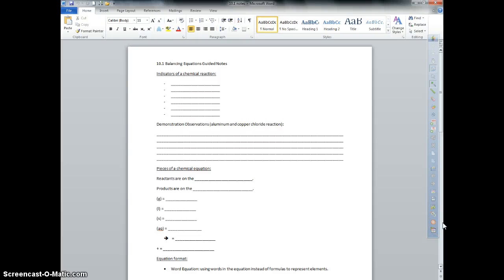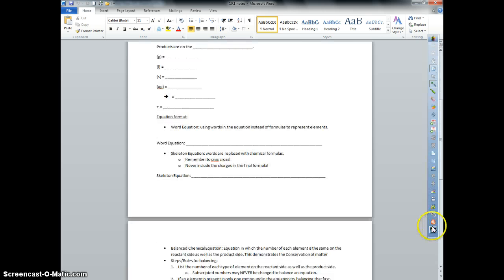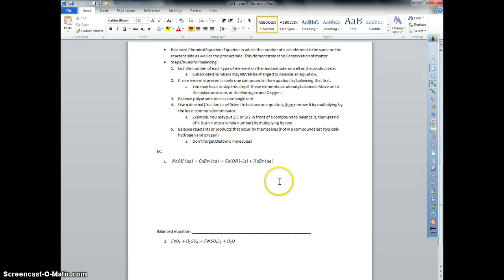Okay, today we will be talking about balancing chemical equations. So you will need this note sheet out and flip to the back side. We will do example 1 together.